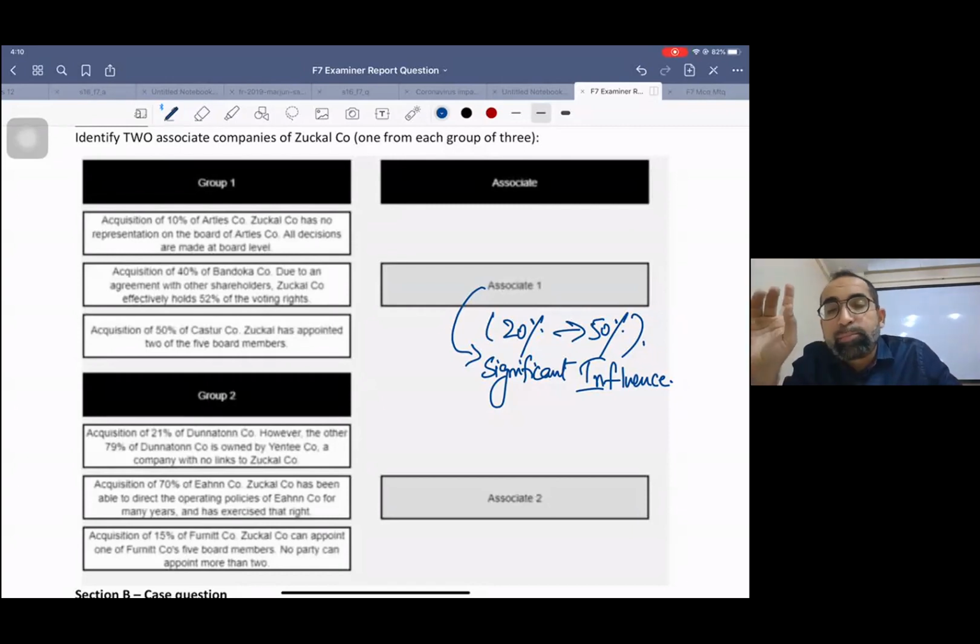Now, just for revision, if you bought the shares of a company and you have no control and no significant influence, then that investment is called a trade investment.